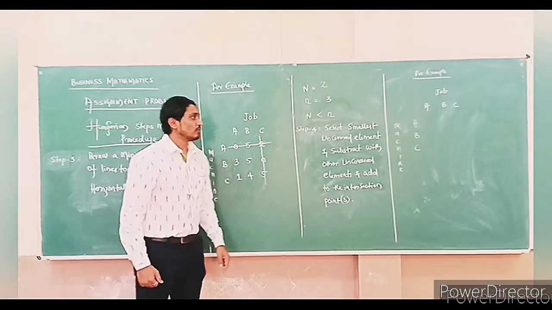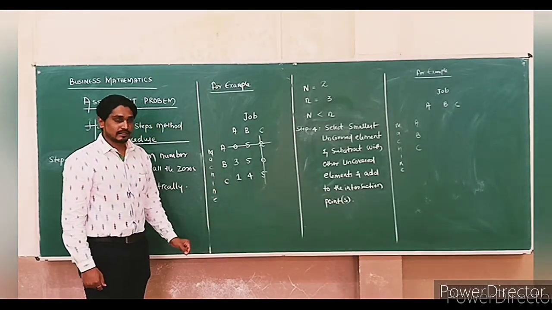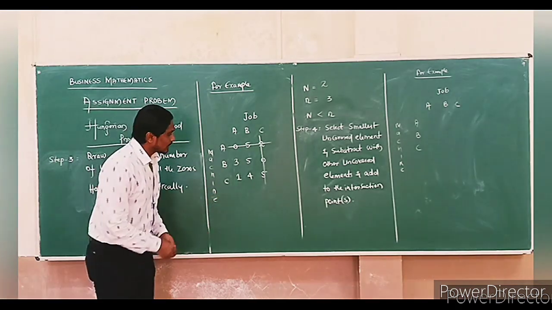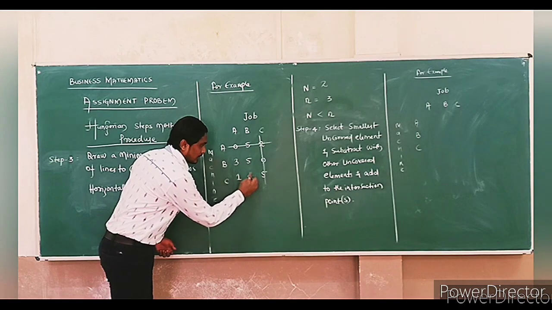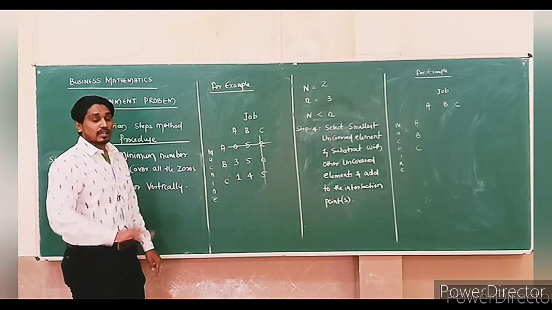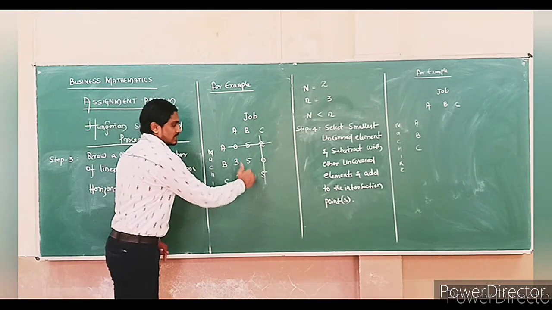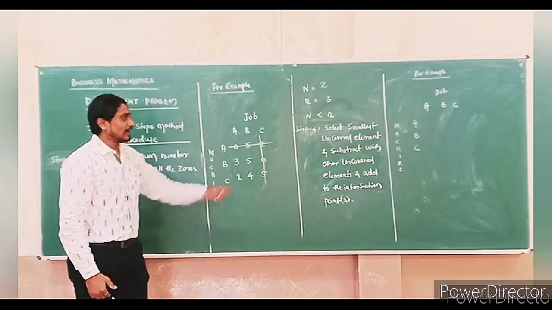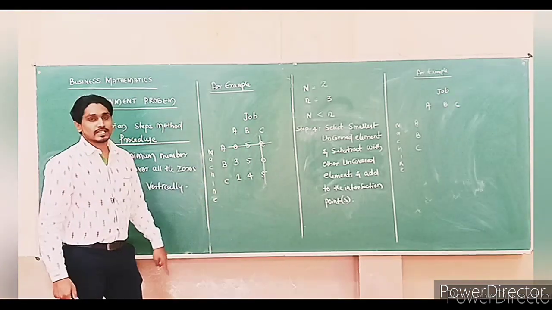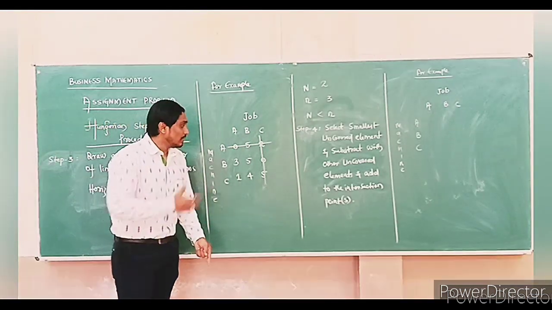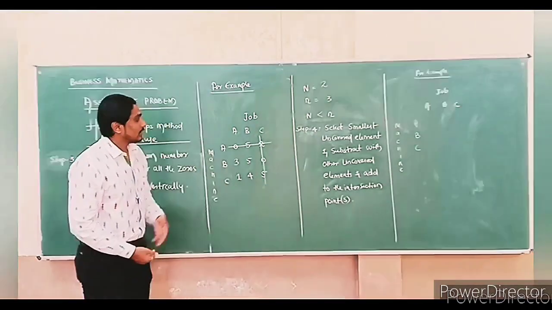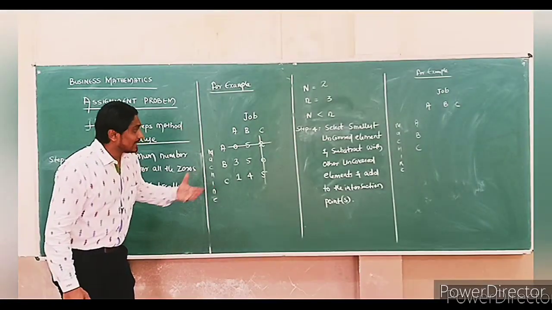So according to step number 4, we select the uncovered element. Which element? The smallest uncovered element. So the smallest uncovered element is 1. 3, 5, 4, 1. But the smallest one is 1 here. So we select 1 and subtract it from the other uncovered elements. Other means these 3 other uncovered elements, and add it to the intersection point. There is only one intersection point in this question. If multiple intersection points are there, you need to add 1 to all intersection points. Right? Okay, let us solve with an example.